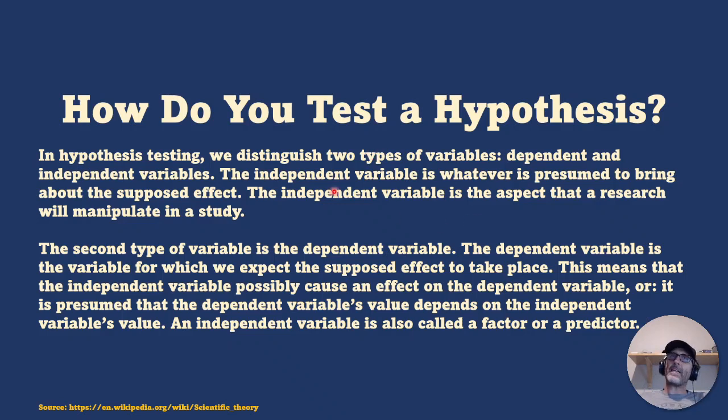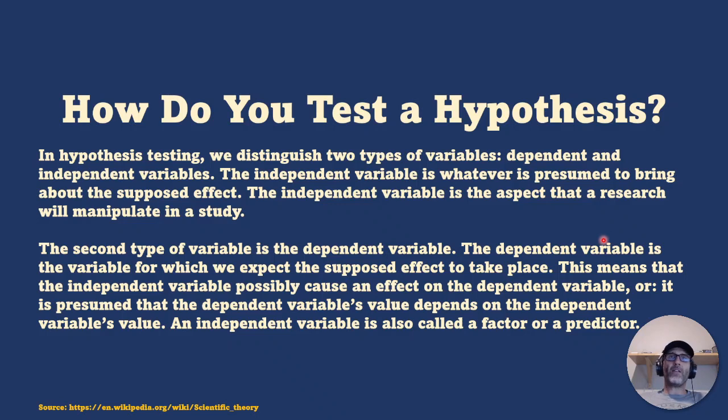In hypothesis testing, we distinguish two types of variables, dependent and independent variables. The independent variable is whatever is presumed to bring about the supposed effect. It's the cause. The independent variable is the aspect that a researcher will manipulate in a study. The second type of variable is the dependent variable. The dependent variable is the variable for which we expect the supposed effect to take place.